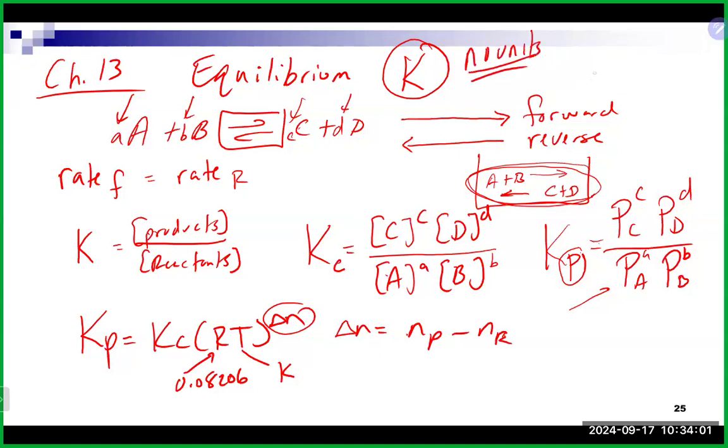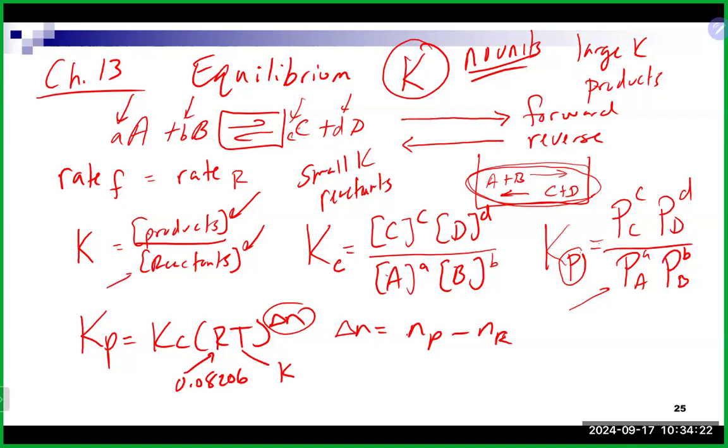But it does tell us that if we have a large value of K, when we reach equilibrium, we would mainly expect to have products there. Again, large number on top, small number on the bottom gives us a large value for K. And if we have a small value for K, we expect to have mainly reactants when you reach equilibrium. Again, a smaller value up on top and a larger value on the bottom will give us a small value of K.